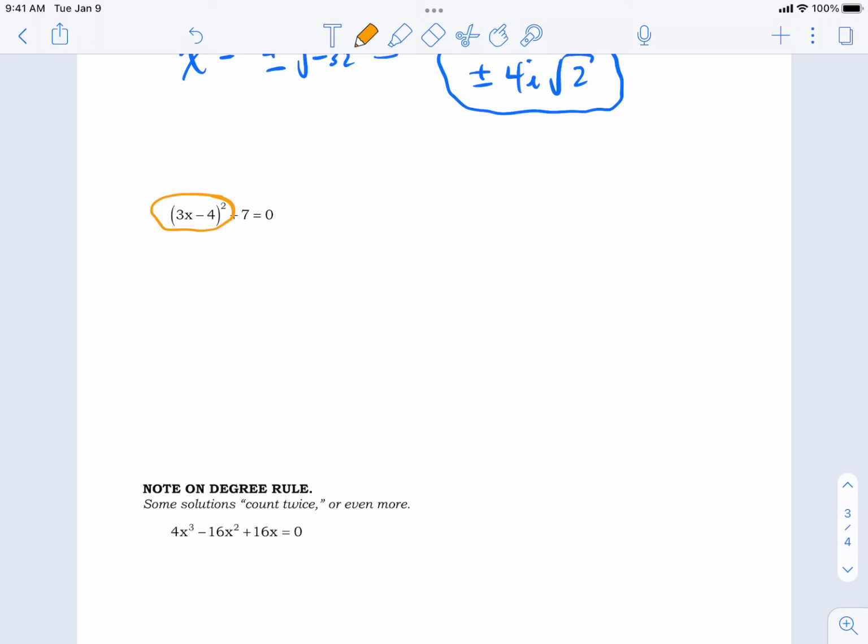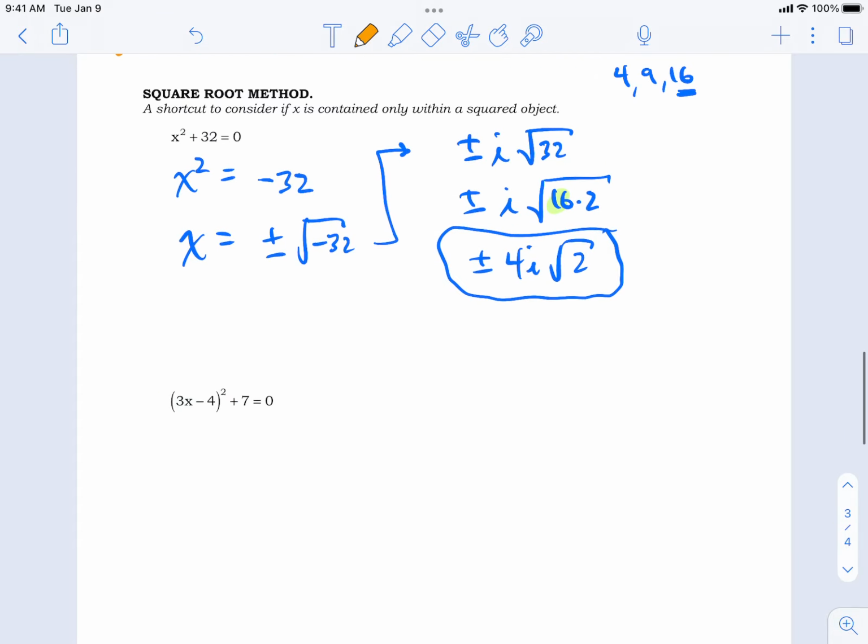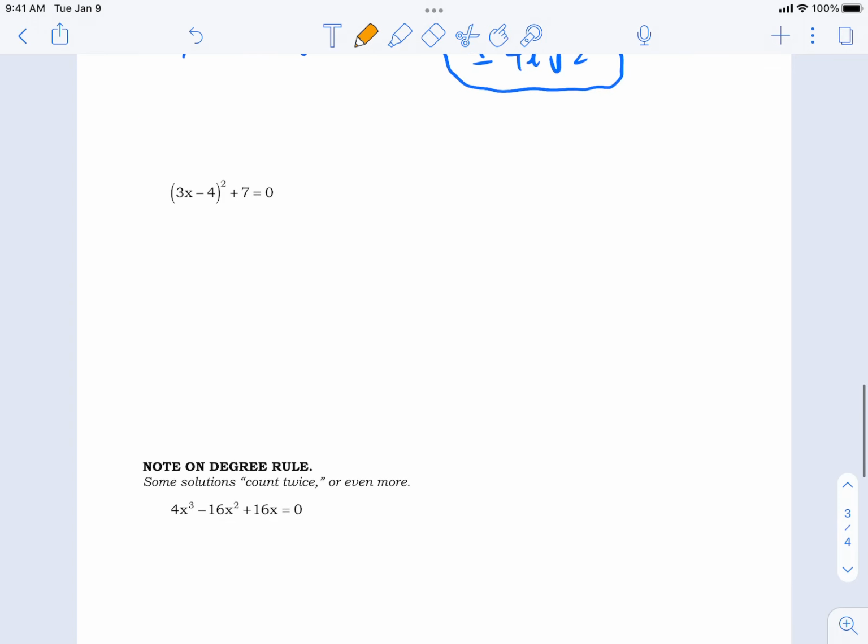That's the only place x shows up. It's in that bubble. Notice the bubble's squared. That's the only place x shows up. And so up here it says a shortcut to consider if x is contained within only a squared object. It is here. This is the only place x shows up, and that's a squared object. So what I'm going to do is subtract 7 on both sides. Because look, I can take the square root of both sides right now. If I take the square root of both sides, the left side, all you do is lose the square. And on the right side, you'll have a plus or minus.